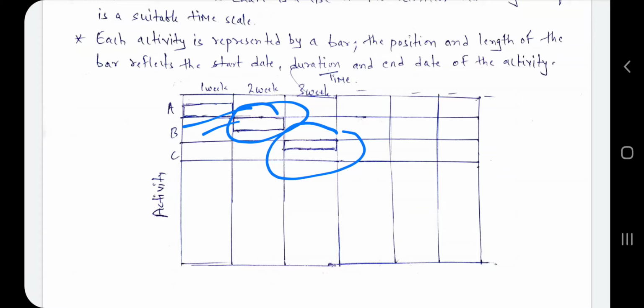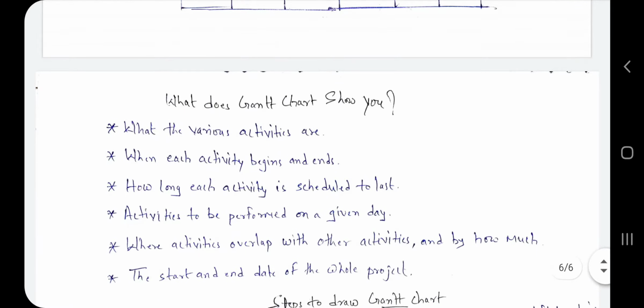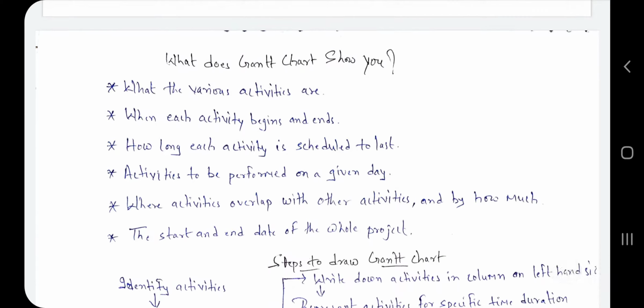Now, what does a Gantt chart show you? It shows you the various activities, when each activity begins and ends, how long each activity is scheduled to last, activities to be performed on a given day, where activities overlap with other activities and by how much, and the start and end date of the whole project.